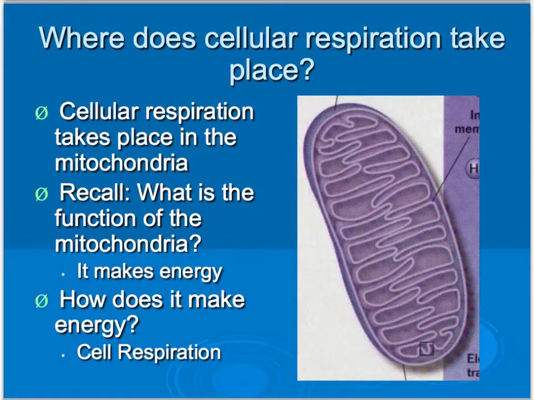Last important thing to remember about cellular respiration is where it takes place. Cellular respiration takes place in the mitochondria. If we can think about the function of mitochondria, which was to make energy, then we can say, how is the mitochondria doing this function? It's doing it by being the place where cellular respiration happens.